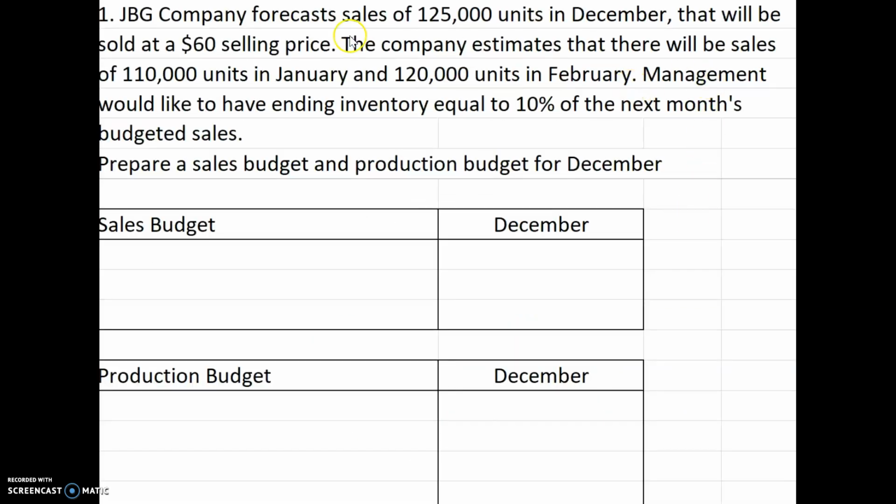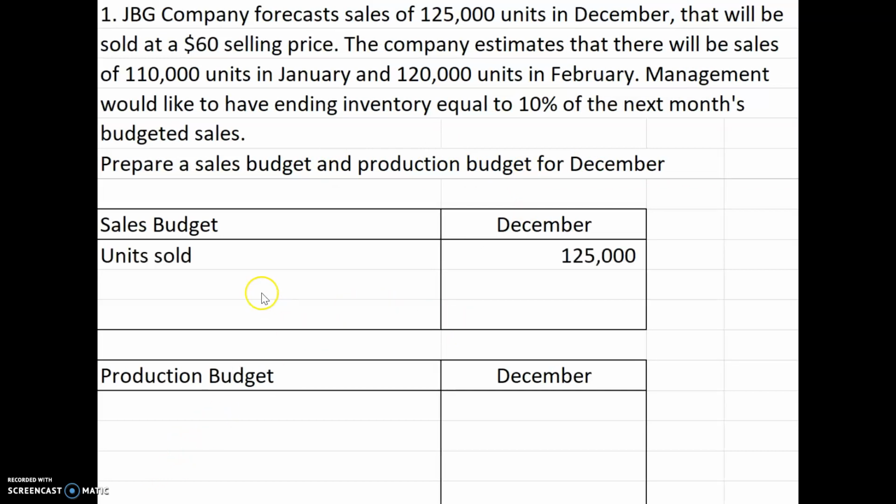So let's take a look at an example. They forecast sales of 125,000 units in December, sold at a selling price of 60. Here's the units to be sold in January and February. Okay, they want to have ending inventory equal to 10% of next month's budgeted sales. So we're going to start off with the sales budget and production budget, well, sales budget first for December. So our starting point is the number of units sold. So in December, we project we'll sell 125,000 units, and they will be sold at a $60 selling price.